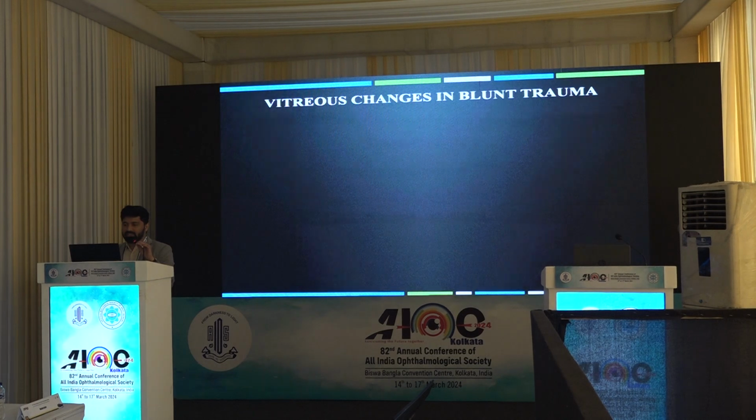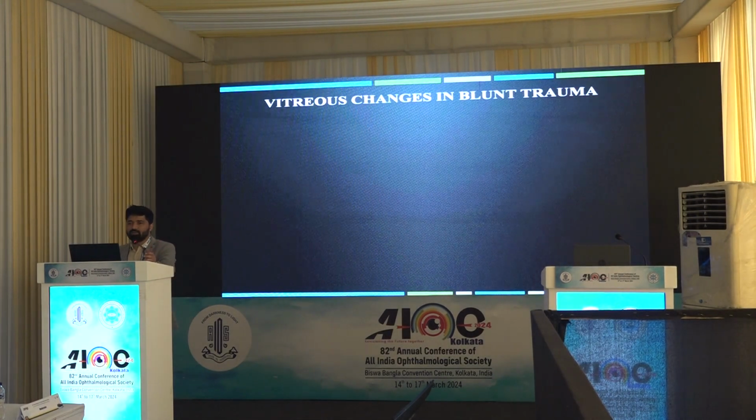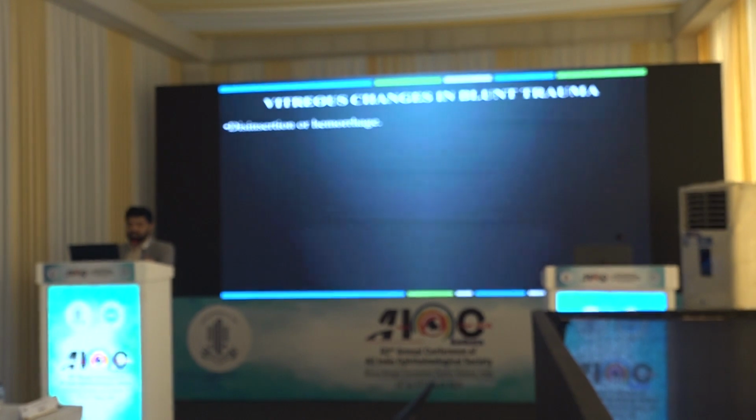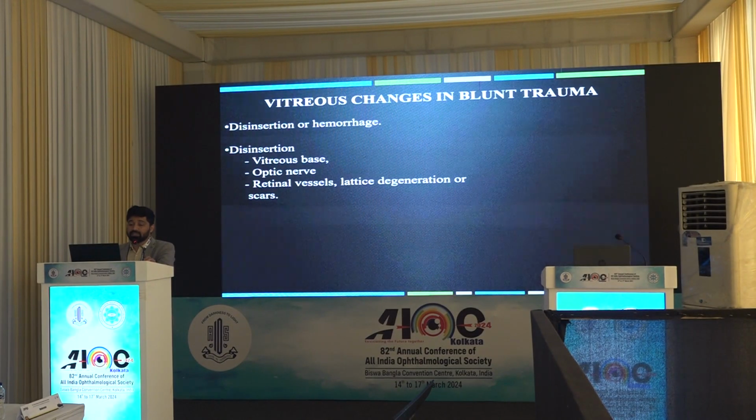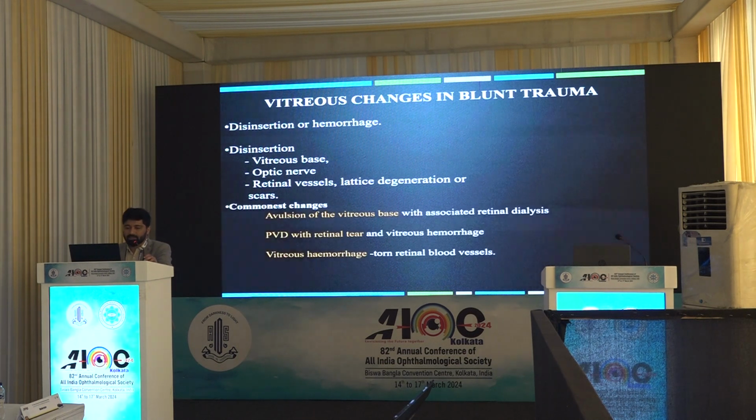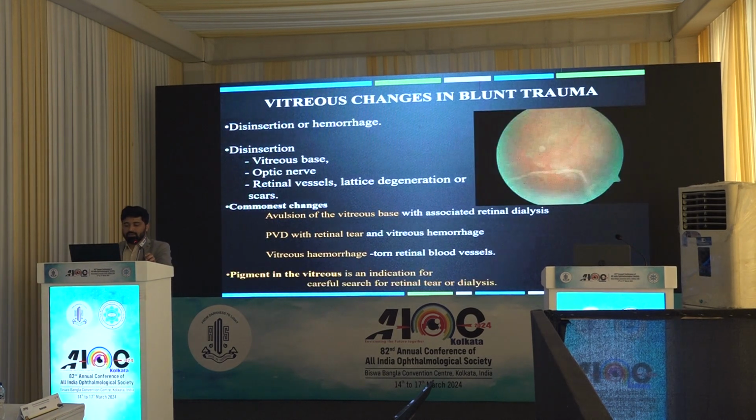Coming to the vitreous changes in blunt trauma, which is the commonest cause for referral to a vitreoretinal department, it could be disinsertion or hemorrhage. Disinsertion can happen because of vitreous base avulsion, or at the optic nerve, or along the retinal blood vessels. The commonest changes are avulsion of the base of the vitreous with or without dialysis, PVD with retinal tear, or a vitreous hemorrhage. Whenever you see pigments in the vitreous, it's an indication to carefully search for a retinal dialysis or a tear. It's a thumb rule. The moment you see pigments in the vitreous in a trauma, you have to rule out an associated retinal break.